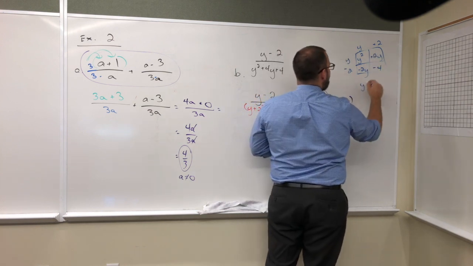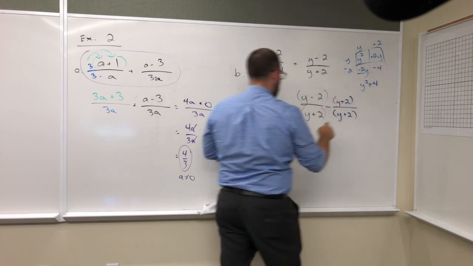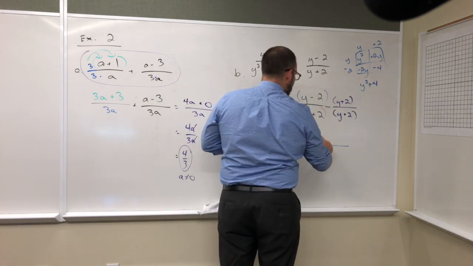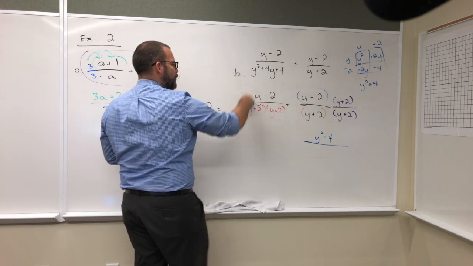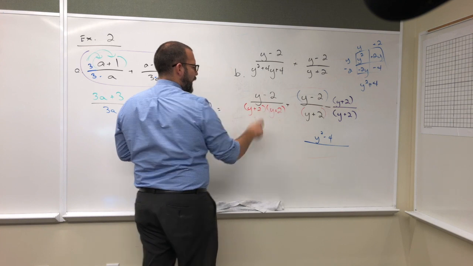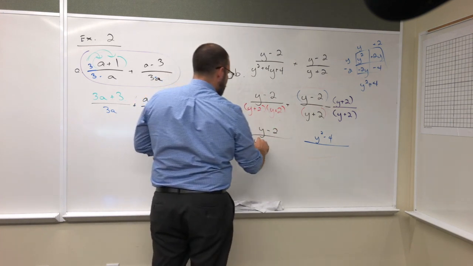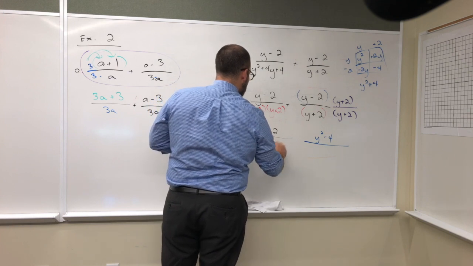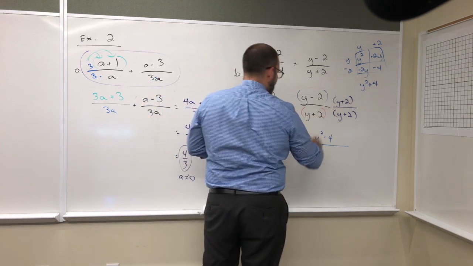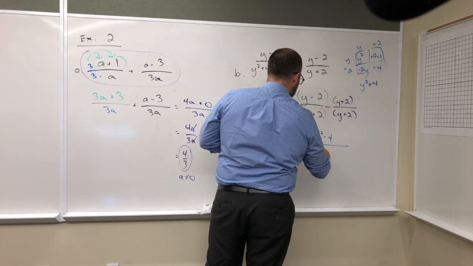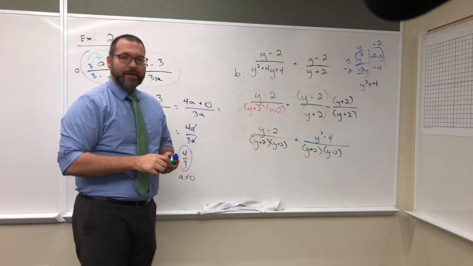When we add all that together, we're going to get y squared minus 4. And so that would be the new numerator up here, y squared minus 4. This fraction did not need to change because it already had the two y plus 2's. So that just stays y minus 2 over y plus 2 times y plus 2. And this denominator here, we have now added everything that we need, y plus 2, y plus 2. And so we're ready to combine the two fractions.